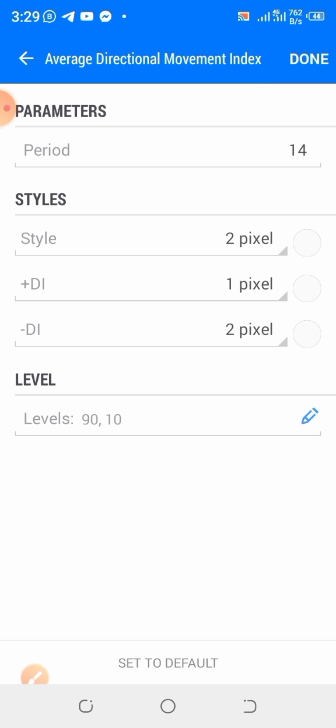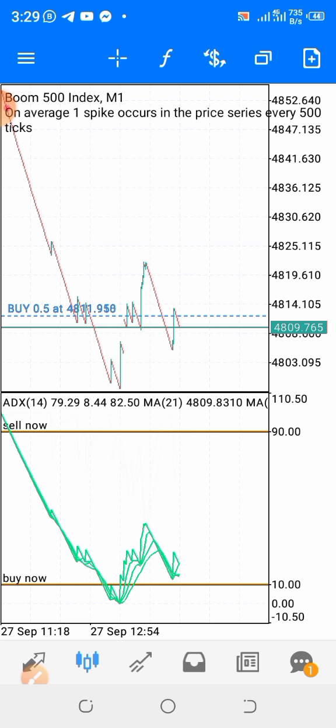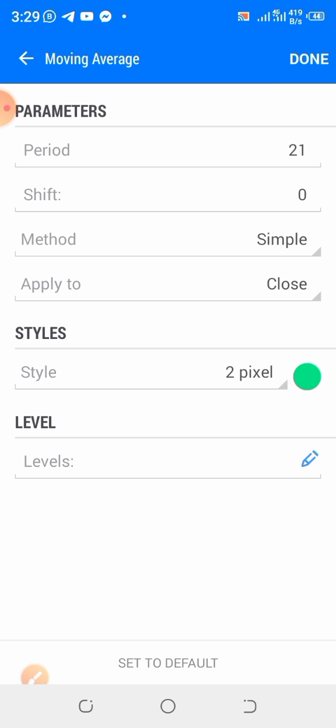Then after that you click on done. Then the next indicator here is our moving average 21, period 21, shift 0, simple. All these things you are seeing, just put your own that way, then click on done.